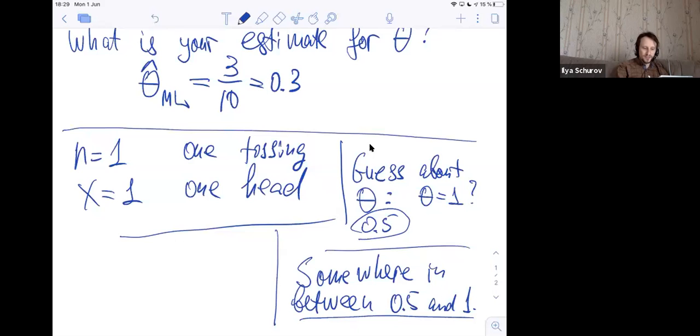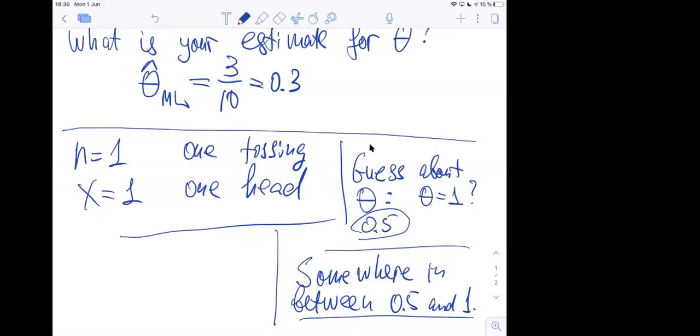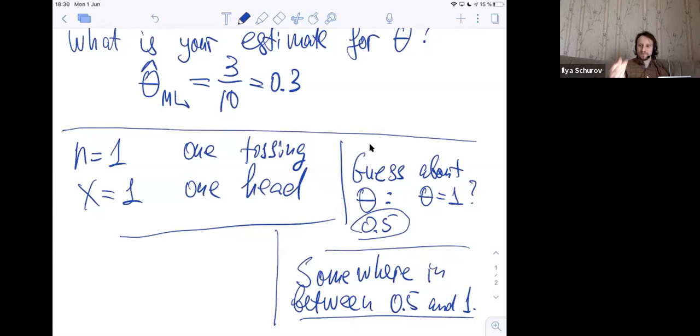So nobody in the party somewhere in between. Nobody believes that this is a special coin that in one tossing yields a head with probability in between. You shouldn't have said that you have chosen this coin randomly. Okay, this is a coin from my backpack. This is everything that I can tell you about it. So far we have a tie. Half of you believe in 1 and half of you believe in 0.5.